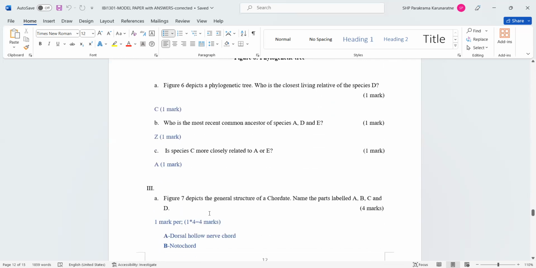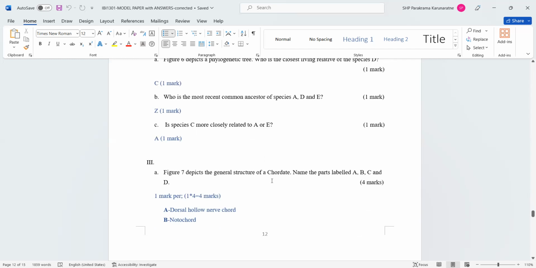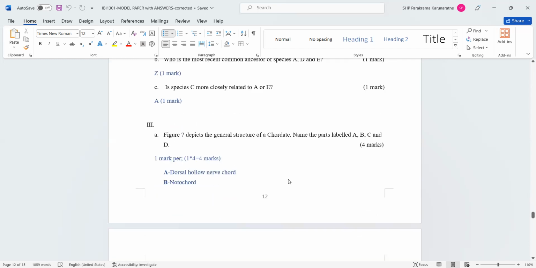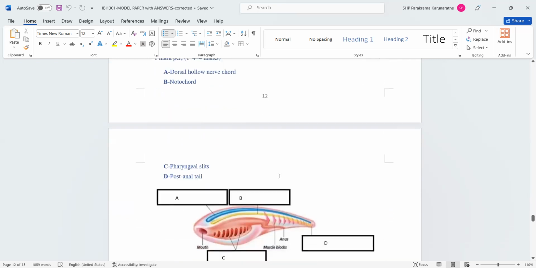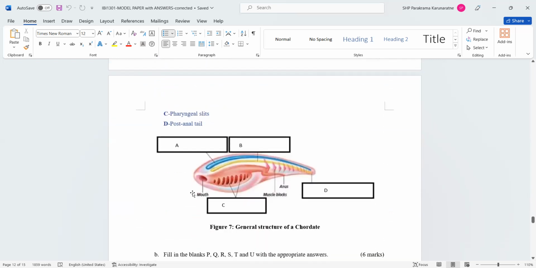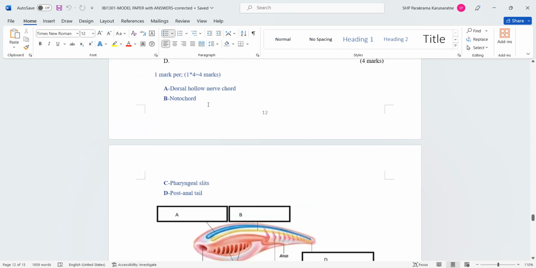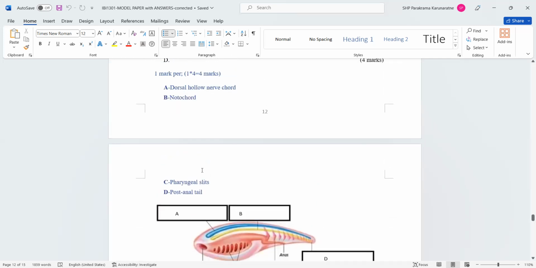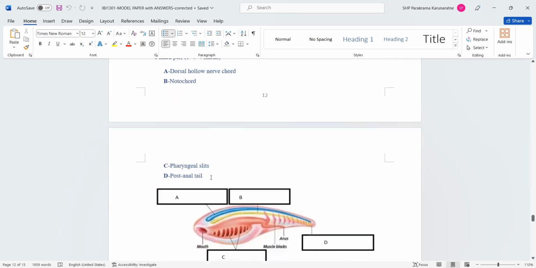Okay, one more. Figure 7 depicts the general structure of a chordate. Name the parts labeled A, B, C, and D. So these are the chordate characteristics I have actually given. A is the dorsal hollow nerve tube. B is the notochord. C is the gill slits or pharyngeal slits. And D is the post-anal tail.